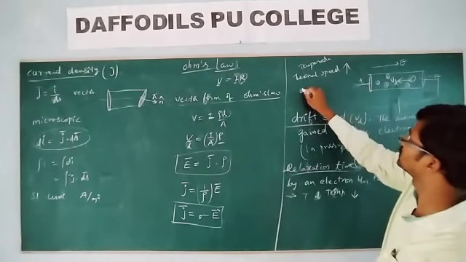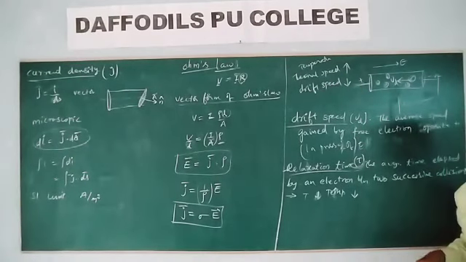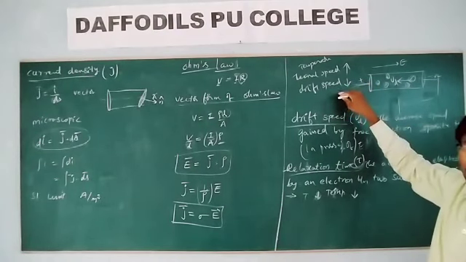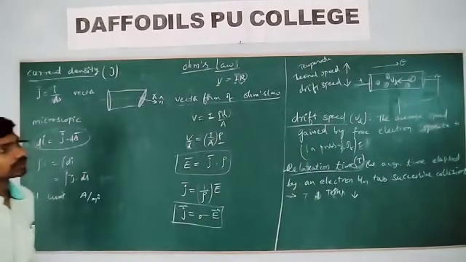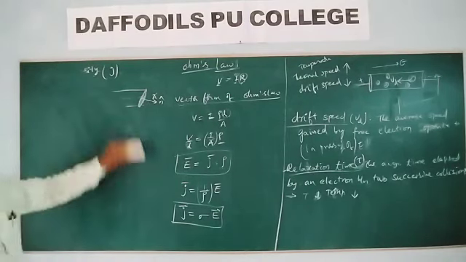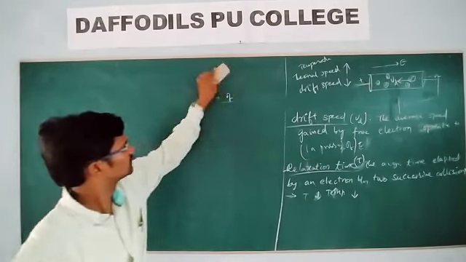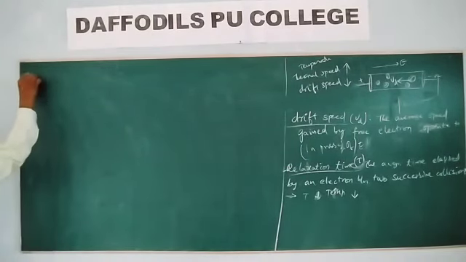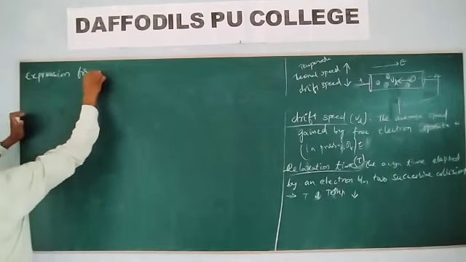But what happens to the drift speed? The drift speed will decrease. Because of the thermal excitation, the thermal speed of electrons will increase, but the drift speed of the electrons will decrease. Now let us derive the expression for drift speed.